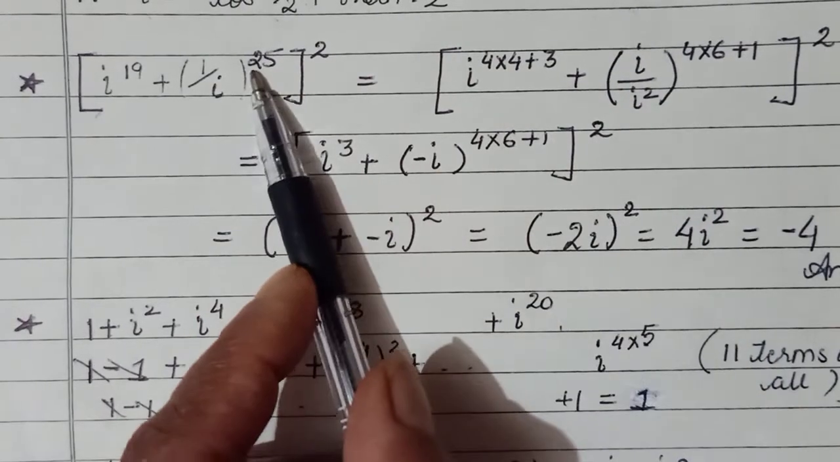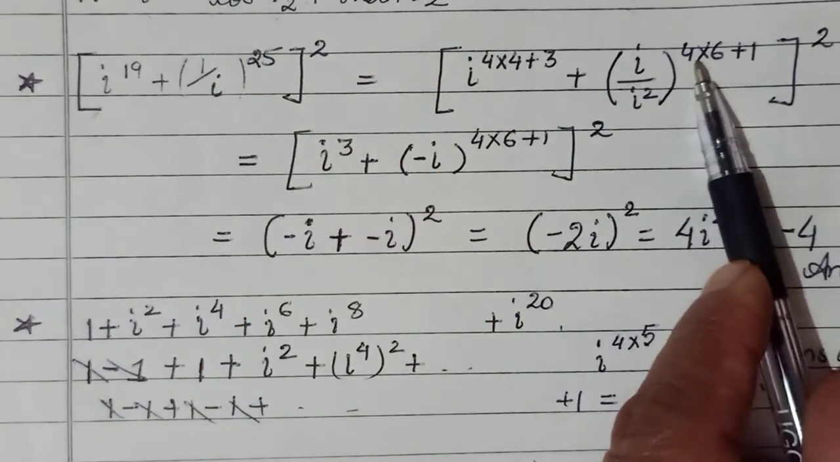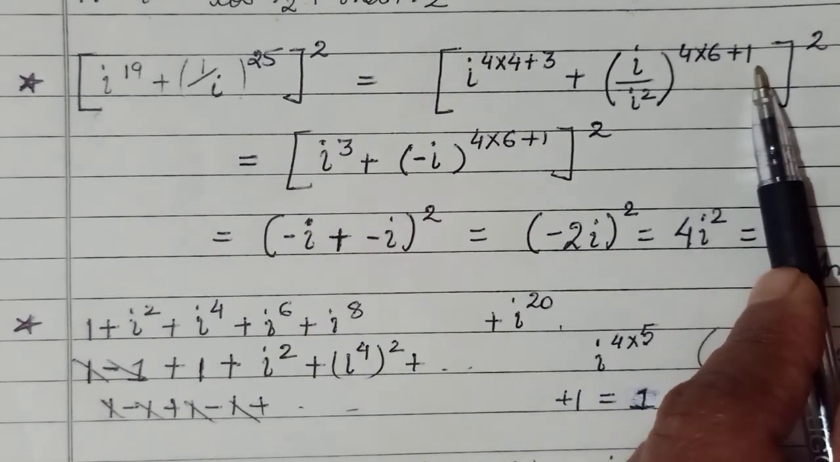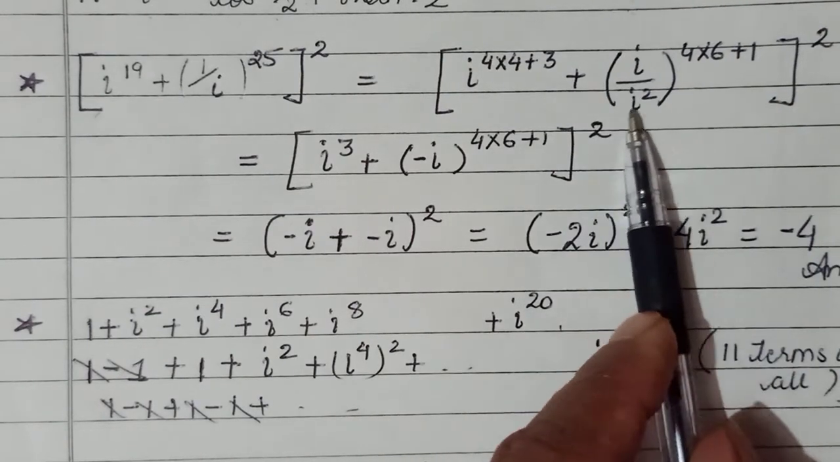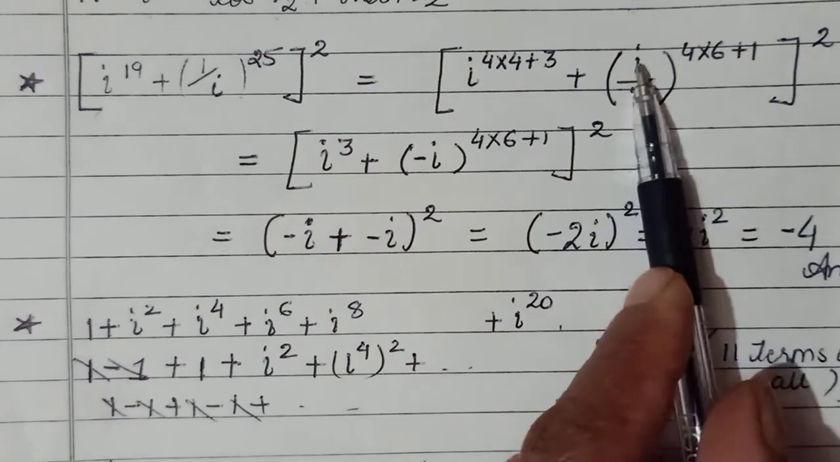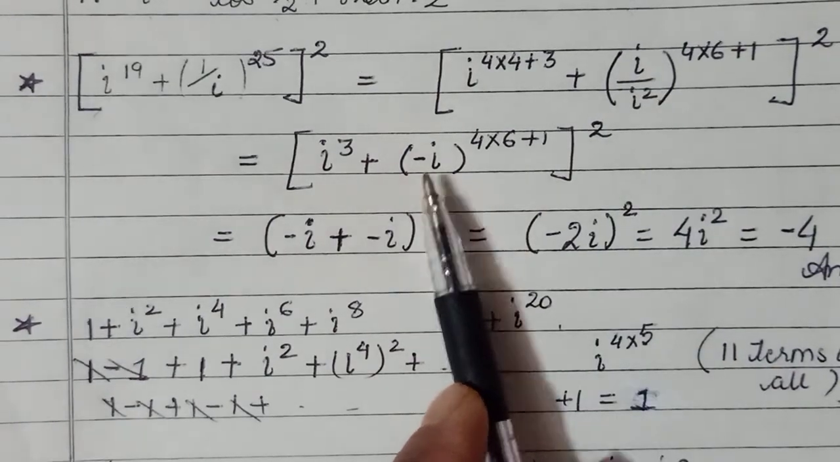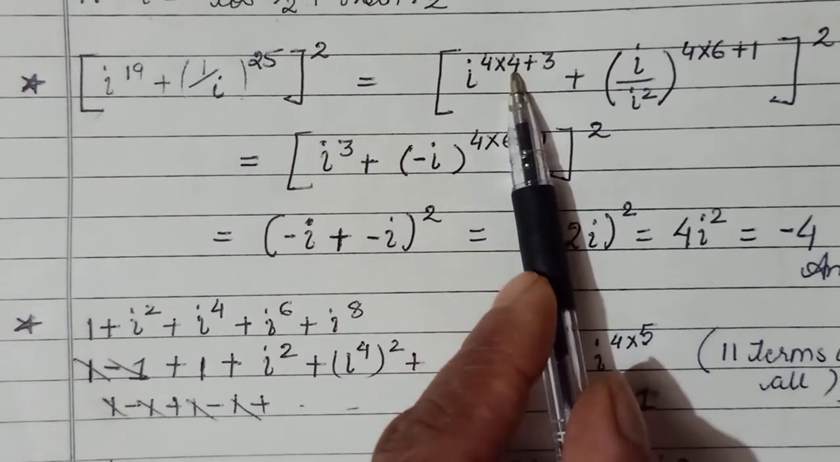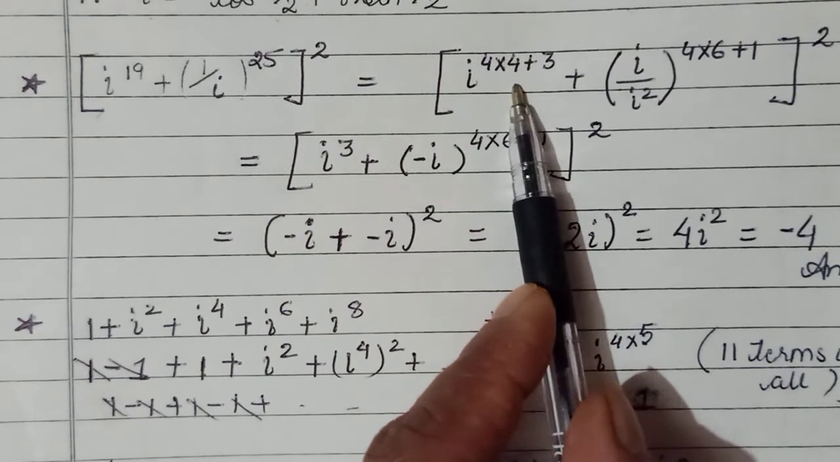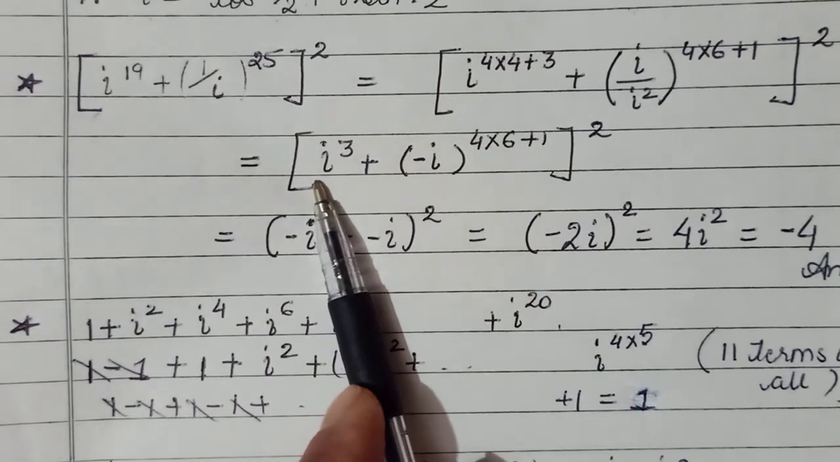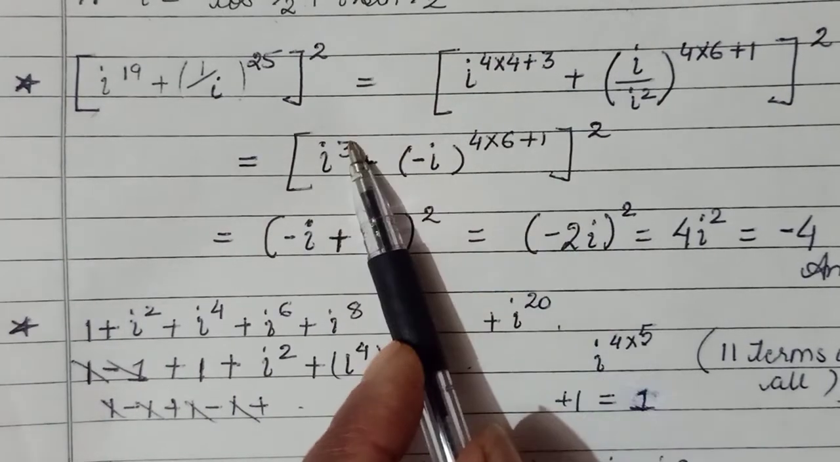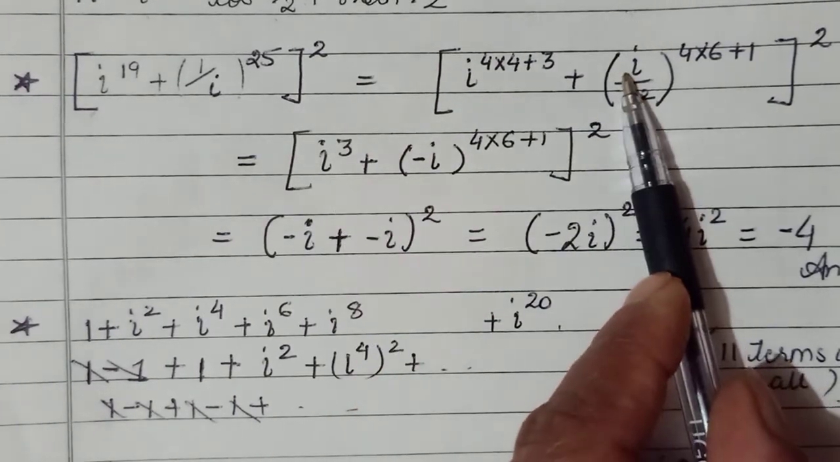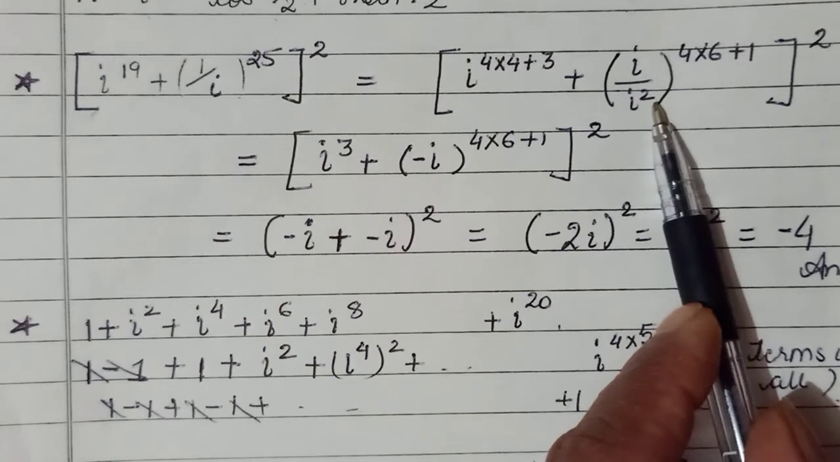Okay, and then this 25 again, if you write it as a multiple of 4, 4 sixes are 24 plus 1. This i squared is minus 1, so this actually becomes minus i. And here we know that i to the power of 4 becomes 1, so 1 to any power is 1 only, so i cubed is left from here only, right? So this reduces to i cubed, and this becomes minus i because of this i squared being minus 1.